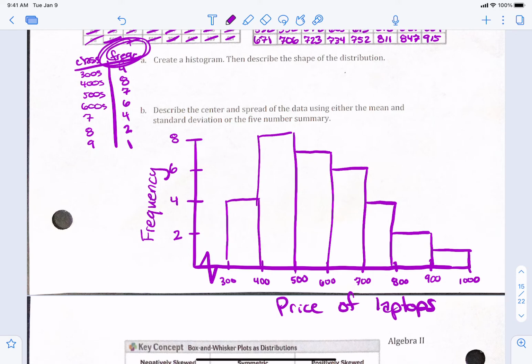Okay. Describe the center and spread of the data. Let's talk about the spread of the data first. Okay. It's positively skewed.